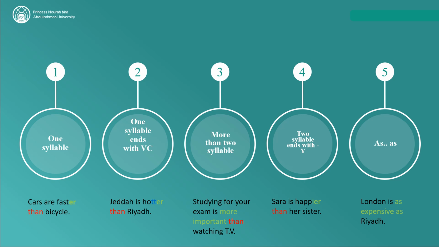than her sister. And if we want to compare two things that are the same, we are going to use as. For example, London is as expensive as Riyadh.